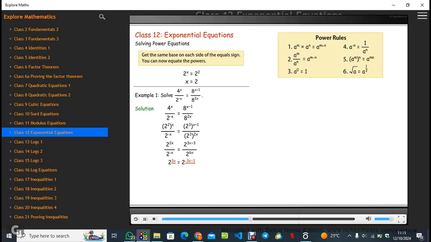You now have the same base on both sides, so you can equate the powers. Solve for x. The solution is x is equal to minus a half.